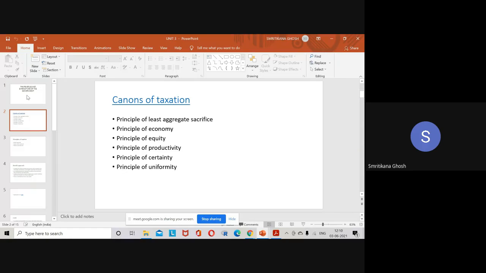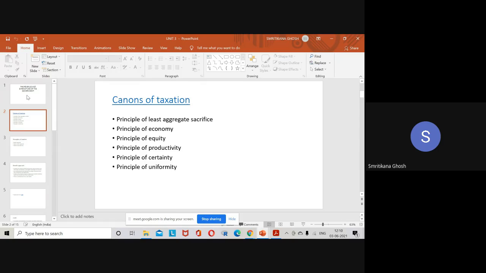So what are the canons of taxation? That means when a tax is imposed by the government, which properties should be there behind this tax imposition, which should be in the mind of the government when it is going to impose any tax.